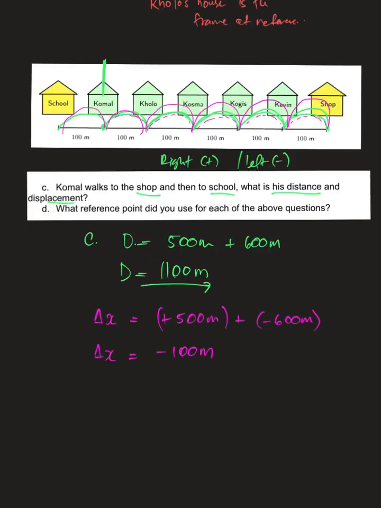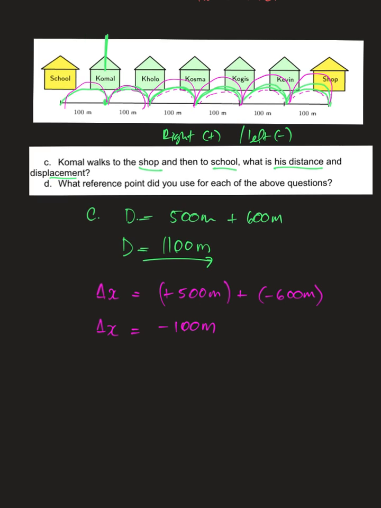But I don't like my answer in negative. I want my answer to be positive. So I'm going to say delta x is equal to 100 meters, and that negative tells me his direction. So which direction did he move? He moved 100 meters to the left.